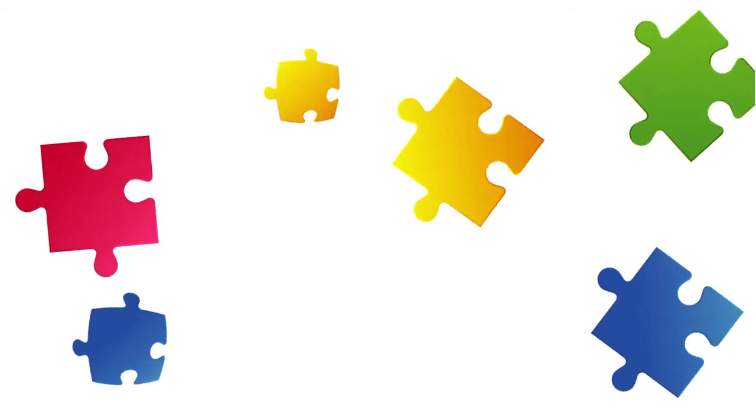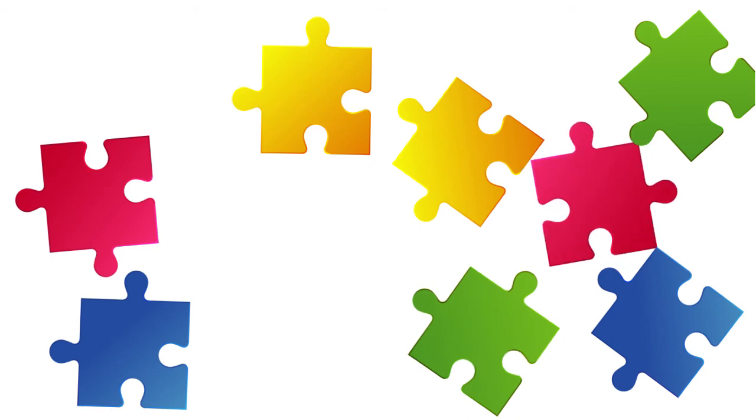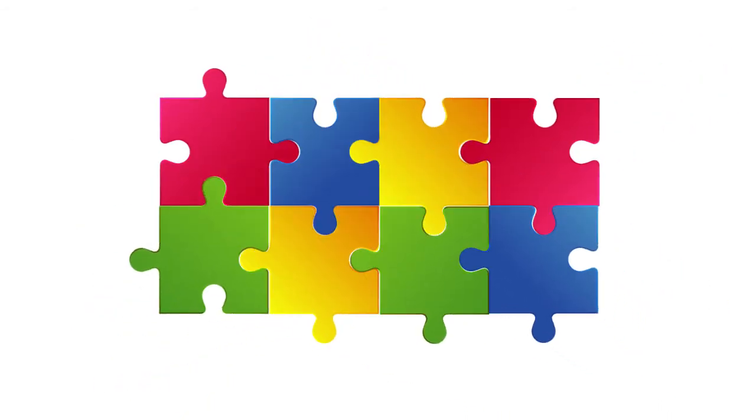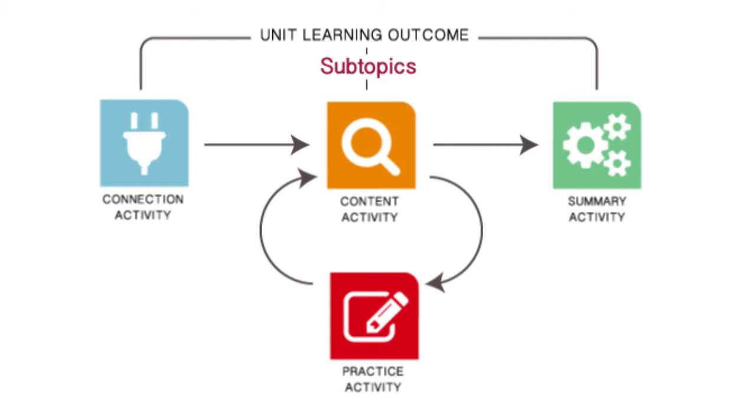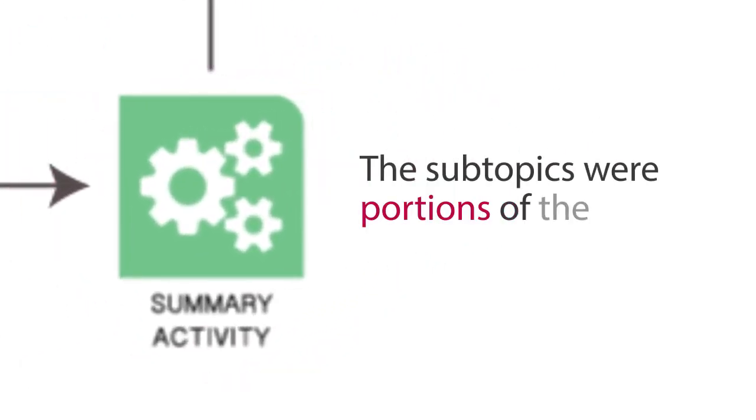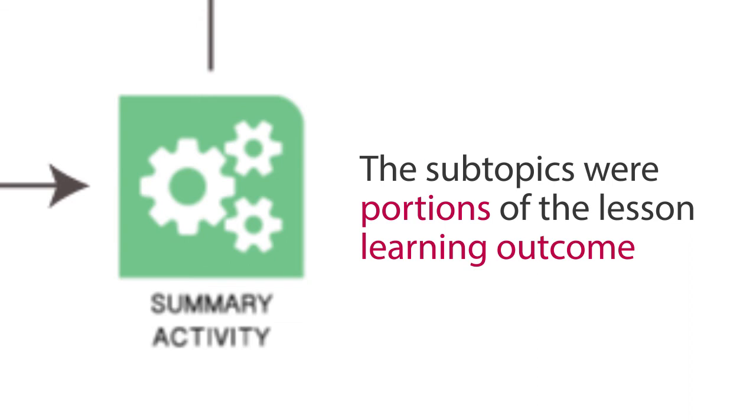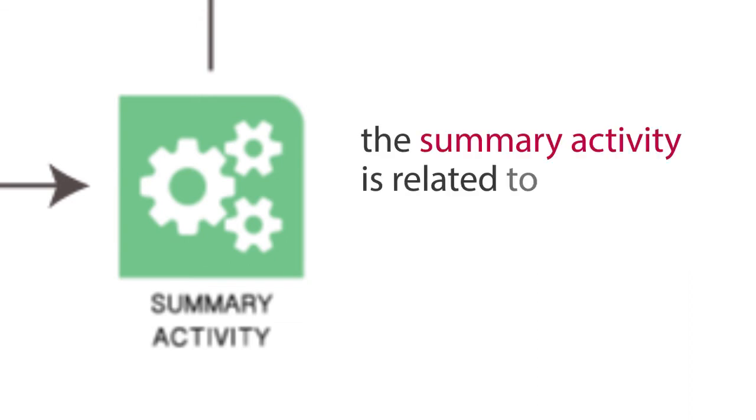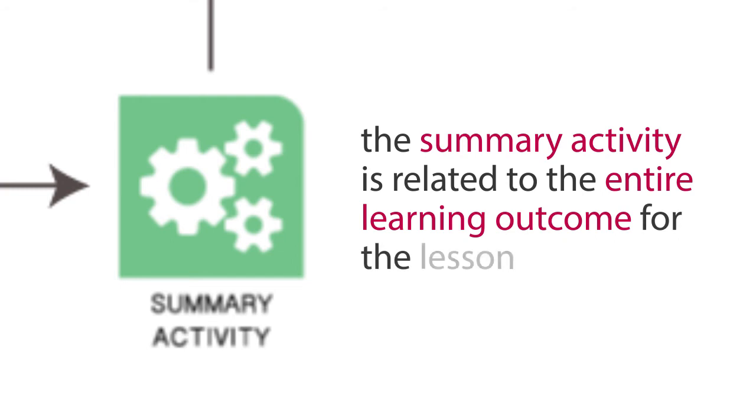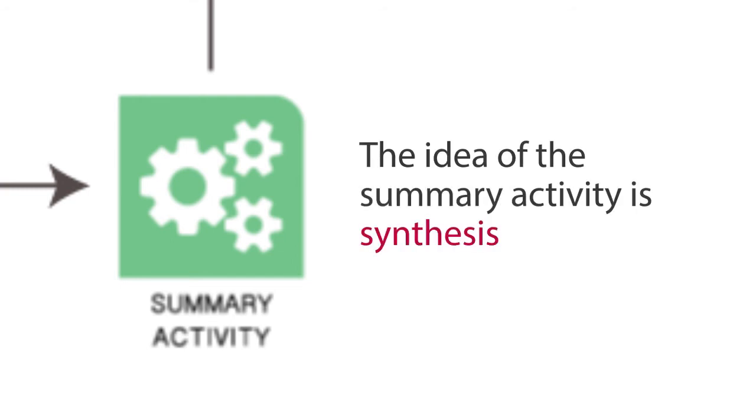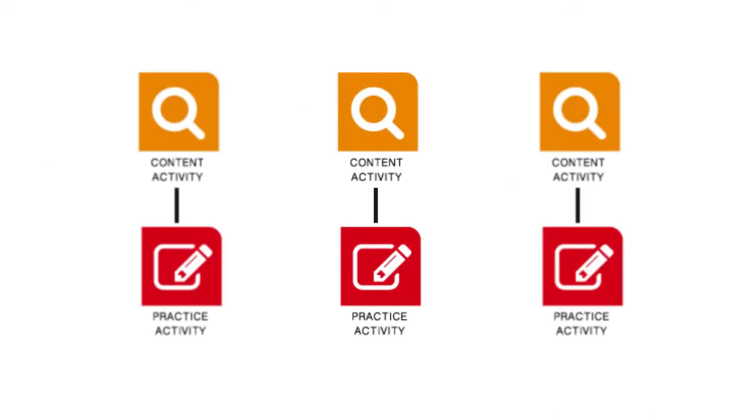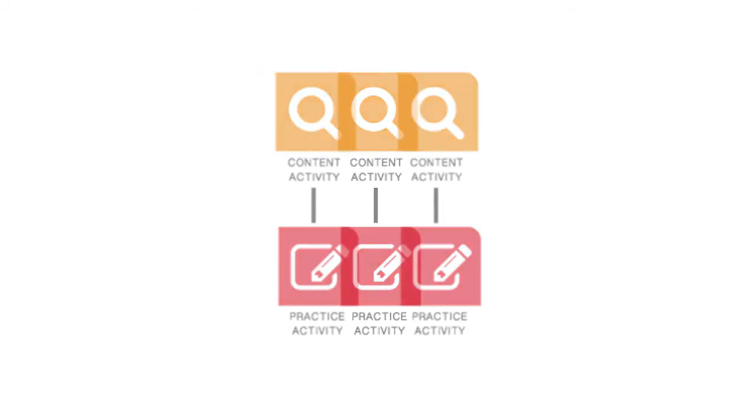You've broken the lesson down into discrete pieces. Now you want to put it all back together for the students. So step 4 is the summary activity. And whereas the subtopics were portions of the lesson learning outcome, the summary activity comes back and is related to the entire learning outcome for that lesson. The idea of the summary activity is synthesis. Having taken apart all of the content in the lesson, you're now going to put it back together for the students.